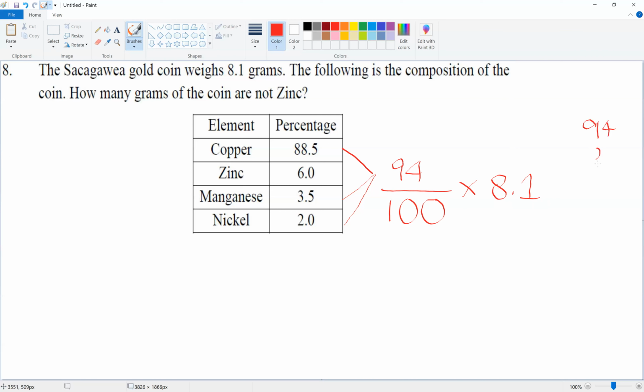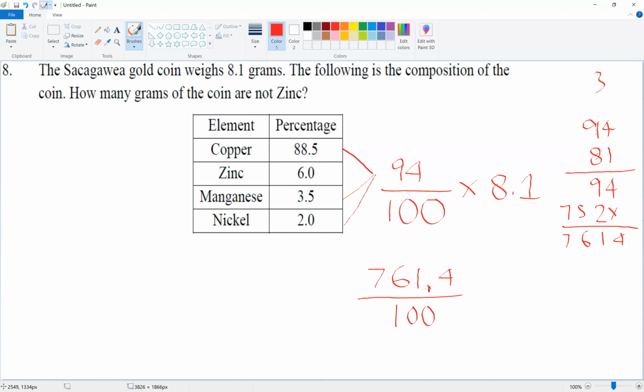So 94 times 8.1 is 761.4, divided by 100. When you divide by 100, the decimal moves 2 places left. So this would be 7.614. Did you get this or no? Yeah, I got that.